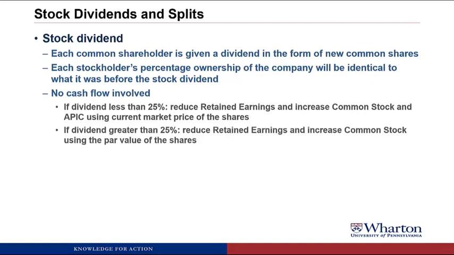If it's greater than 25%, you still reduce retained earnings, but now you just increase common stock using the par value of the shares. And the logic for these large stock dividends is that if you're giving shareholders more than 25% of their current shares, that's going to be big enough that it's going to change the stock price dramatically because there's a lot more shares out there. And so the market price isn't a good measure of how much this is worth, so we just use the par value in that situation.